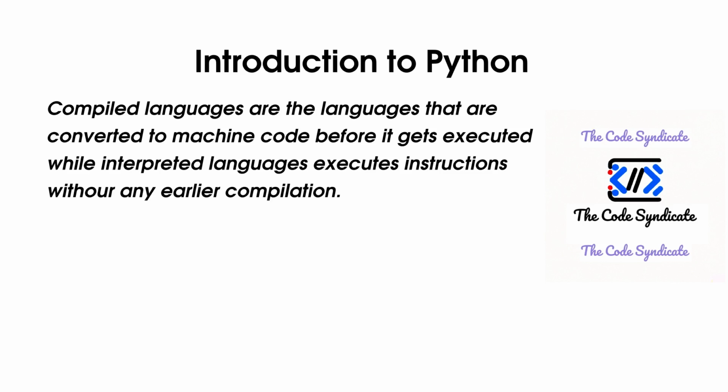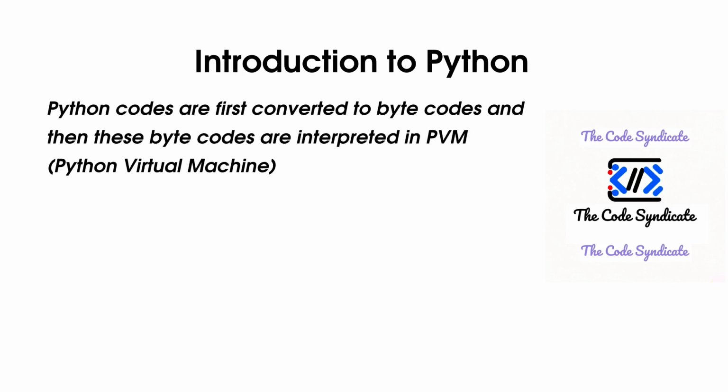Now let's understand how Python is both compiled and interpreted. Python instructions are first compiled to bytecodes and then these bytecodes are interpreted in the PVM, Python Virtual Machine. This is the reason we call Python both compiled and interpreted.